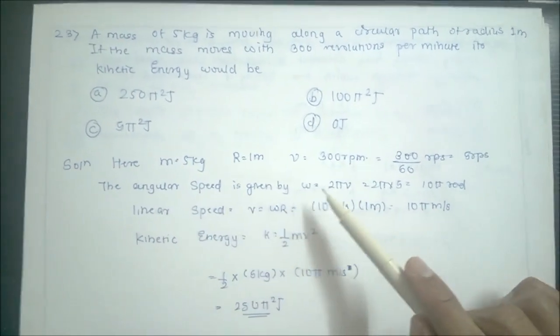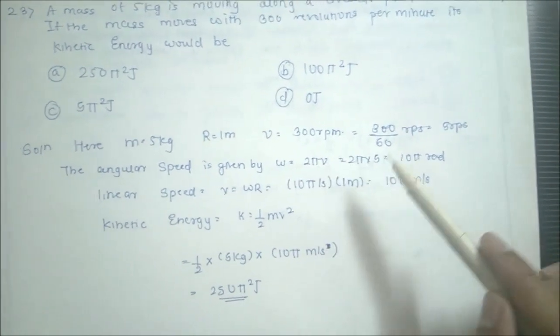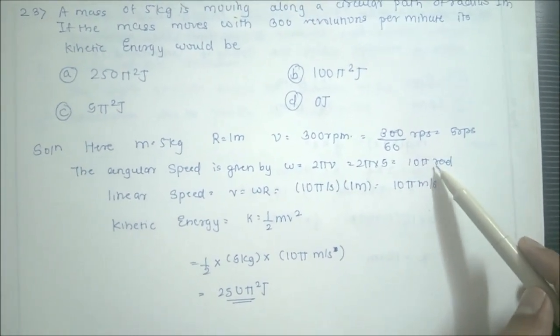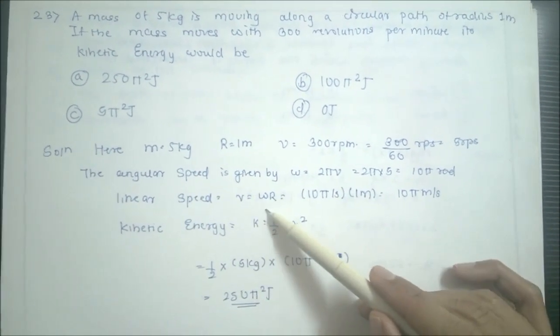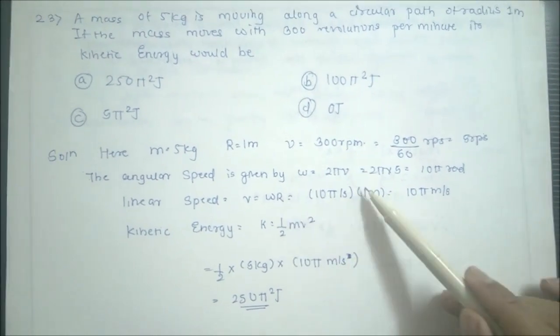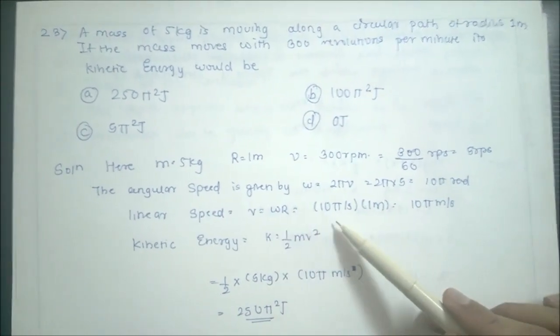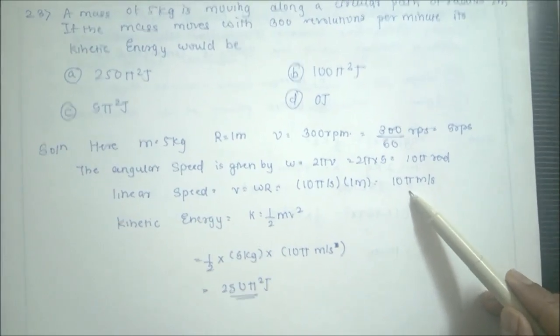So the angular speed is given by the formula angular velocity omega equals 2 pi v. So 2 pi into 5 gives you 10 pi radians. Then the linear speed with respect to the angular speed is v equals omega r, that is r omega. So r is the radius, that is 1, and omega we have 10 pi. So multiplying, we get the linear speed of 10 pi meters per second.